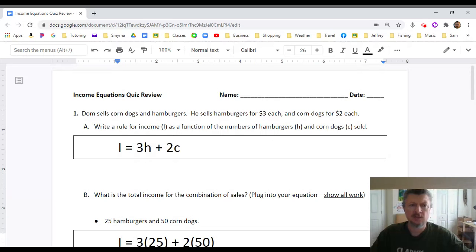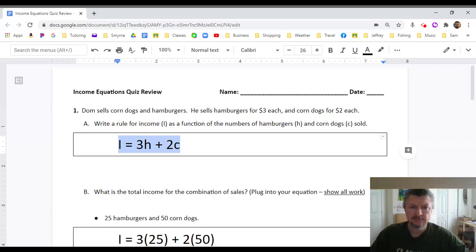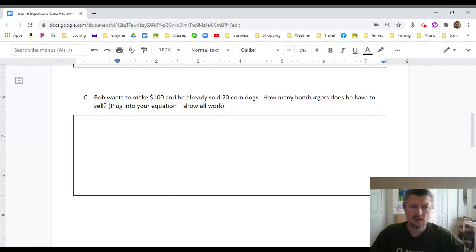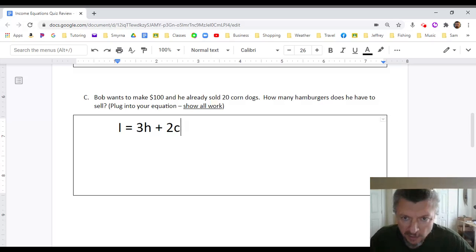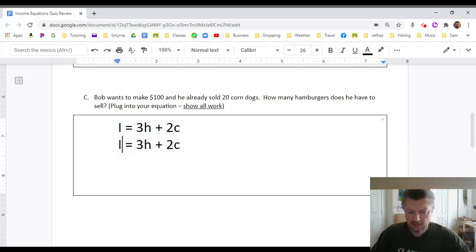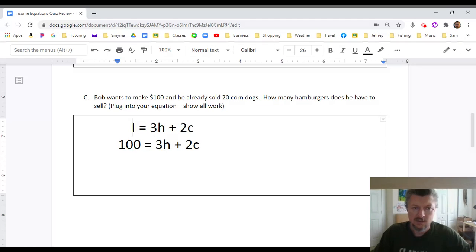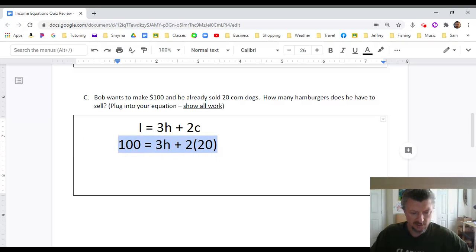All right. Okay, so now let's get this equation again. It says Bob wants to make $100 and he already sold 20 corn dogs. How many hamburgers does he have to sell? All right, so here's the equation. So what we know is we know he wants to make $100. That's on the I. It's the income. He wants to make that. Okay. He's already sold 20 corn dogs. Plug in a 20 for corn dogs. Now we need to solve for H. That's the only thing we don't know.